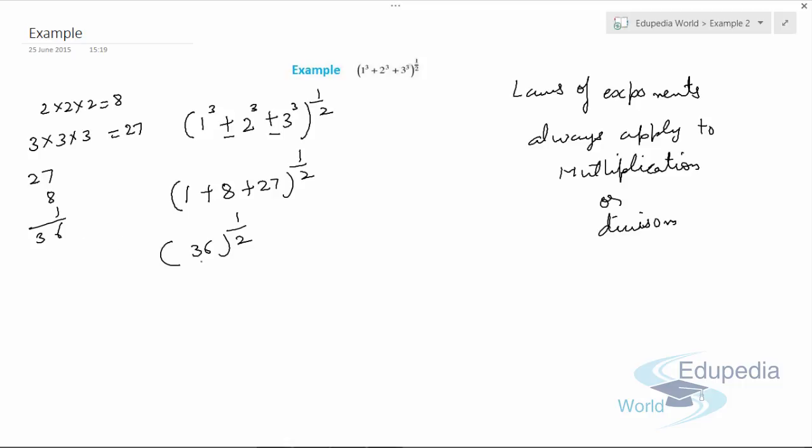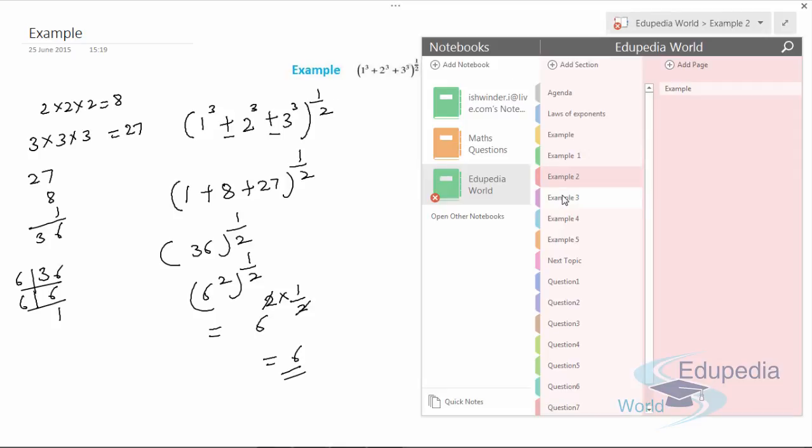Now further we have to check whether 36 is a perfect square or not, so we'll try to factorize 36. So 36 can be written as 6 into 6, so 36 can be written as 6 square raised to power 1 by 2. So again we can multiply the powers, so it is 6 raised to power 2 into 1 by 2, so this will get cancelled out, so the answer will be 6. So this is how we solve this question. So let's discuss the next question.